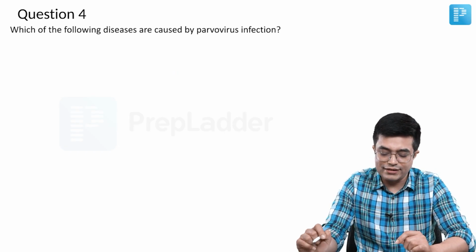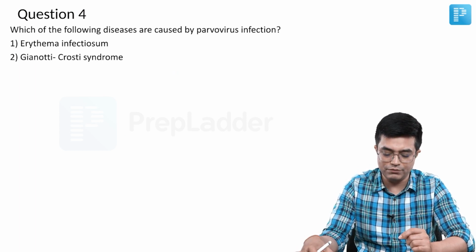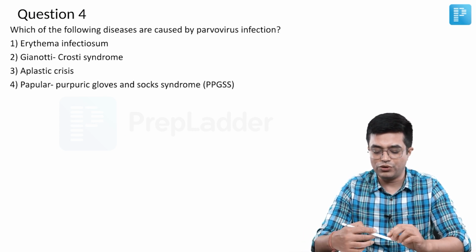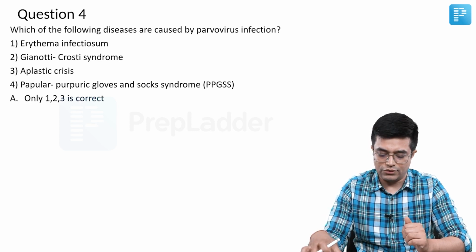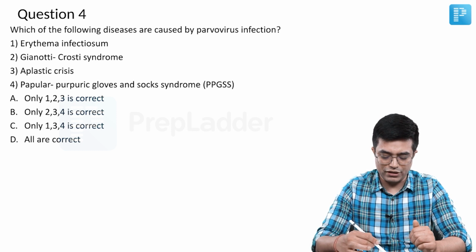Which of the following diseases are caused by Parvovirus B19 infection? We have erythema infectiosum, Gianotti-Crosti syndrome, aplastic crisis, and papular purpuric gloves and socks syndrome, also called PPGSS. So we have 4 options here. Only 1, 2, 3 is correct, 2, 3, 4 is correct, 1, 3, 4 is correct, and all are correct.